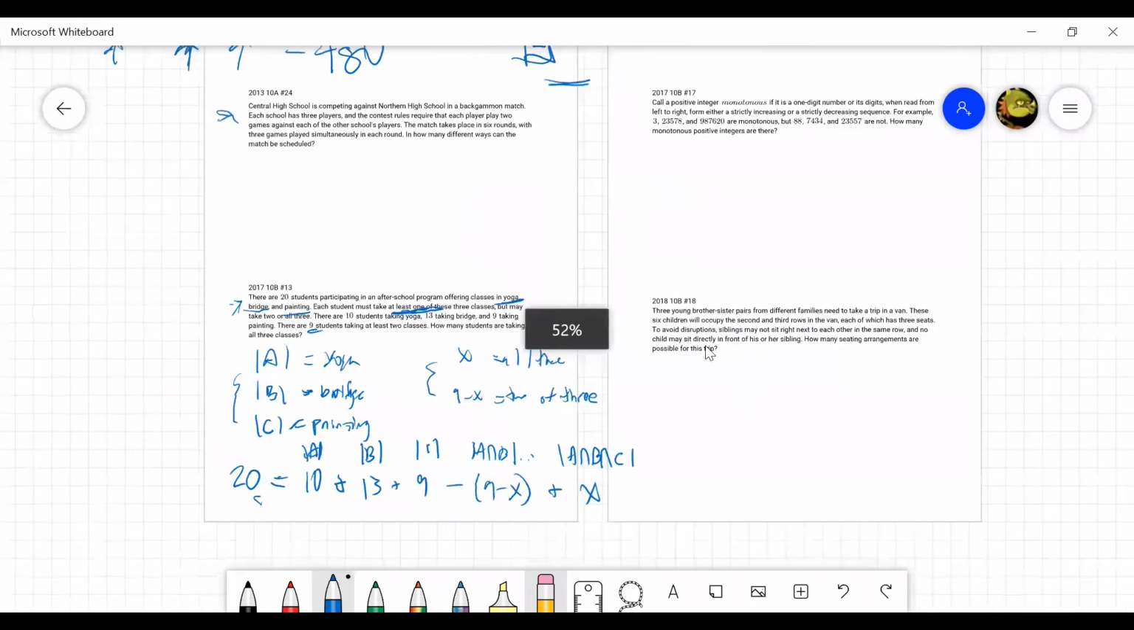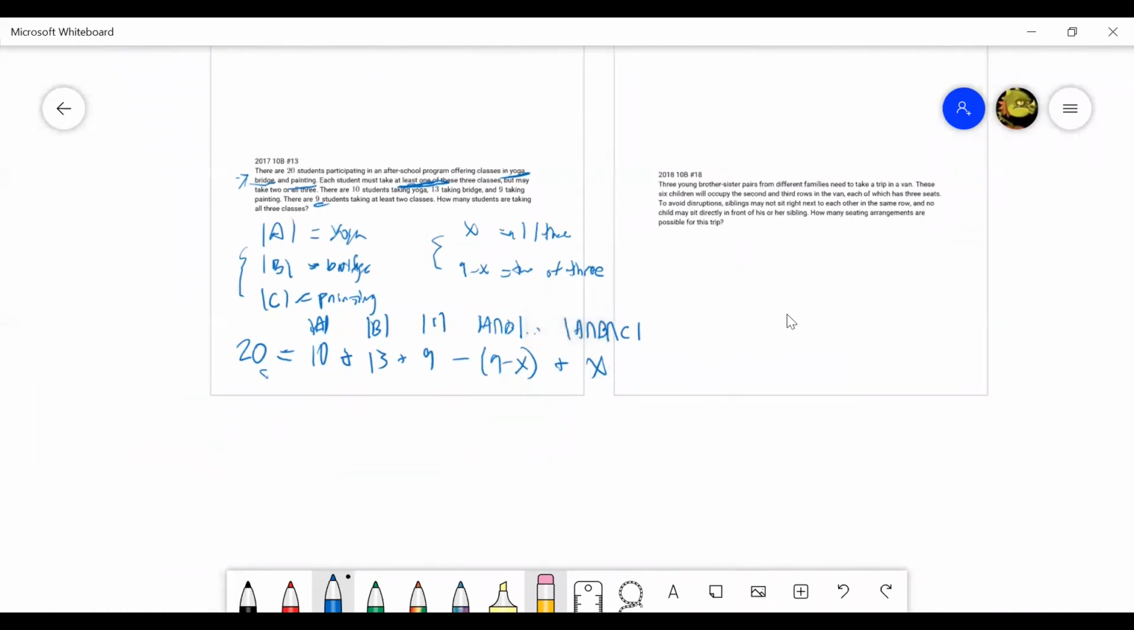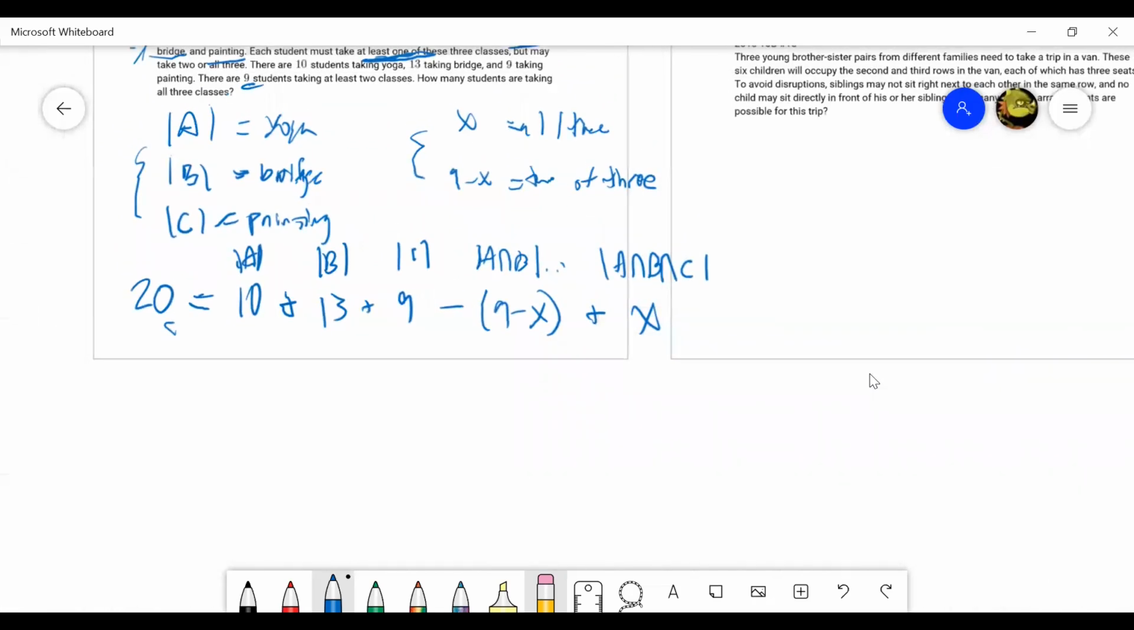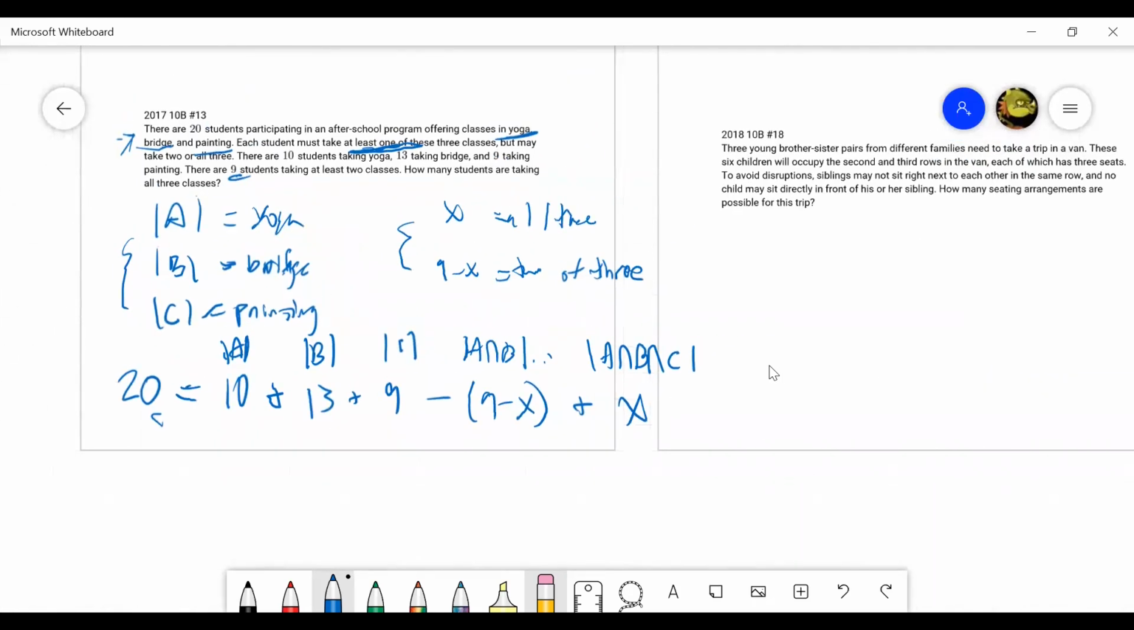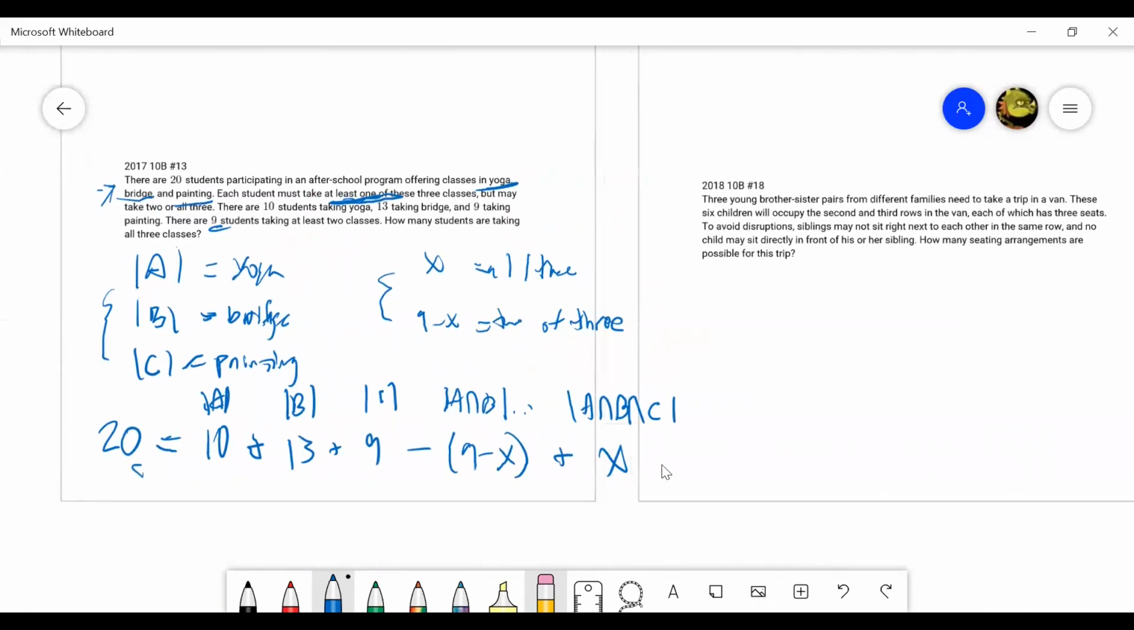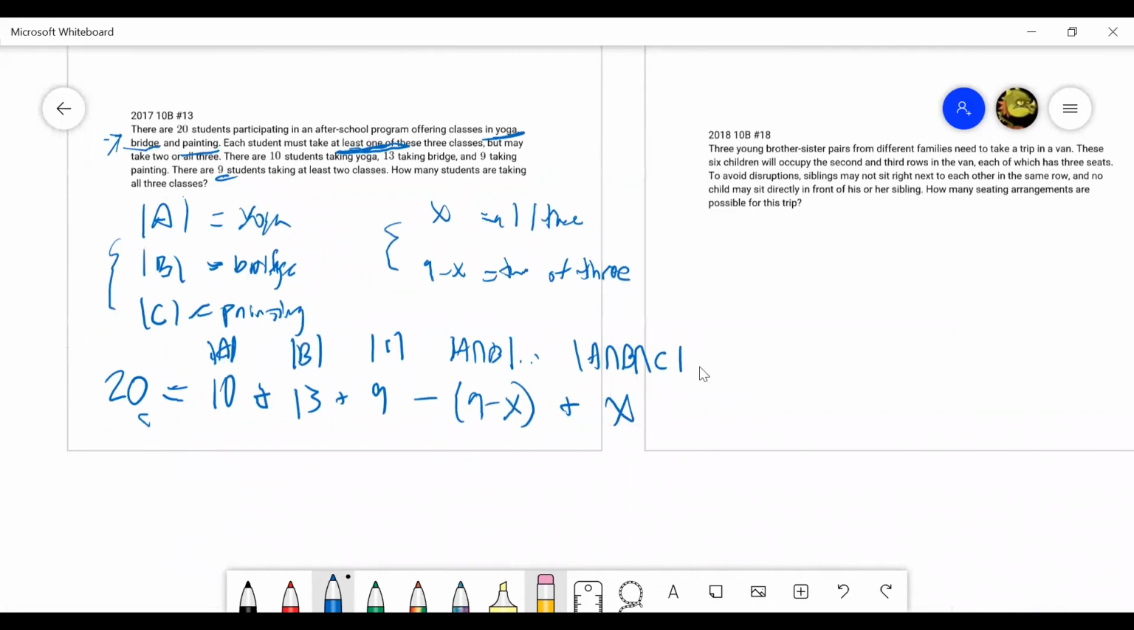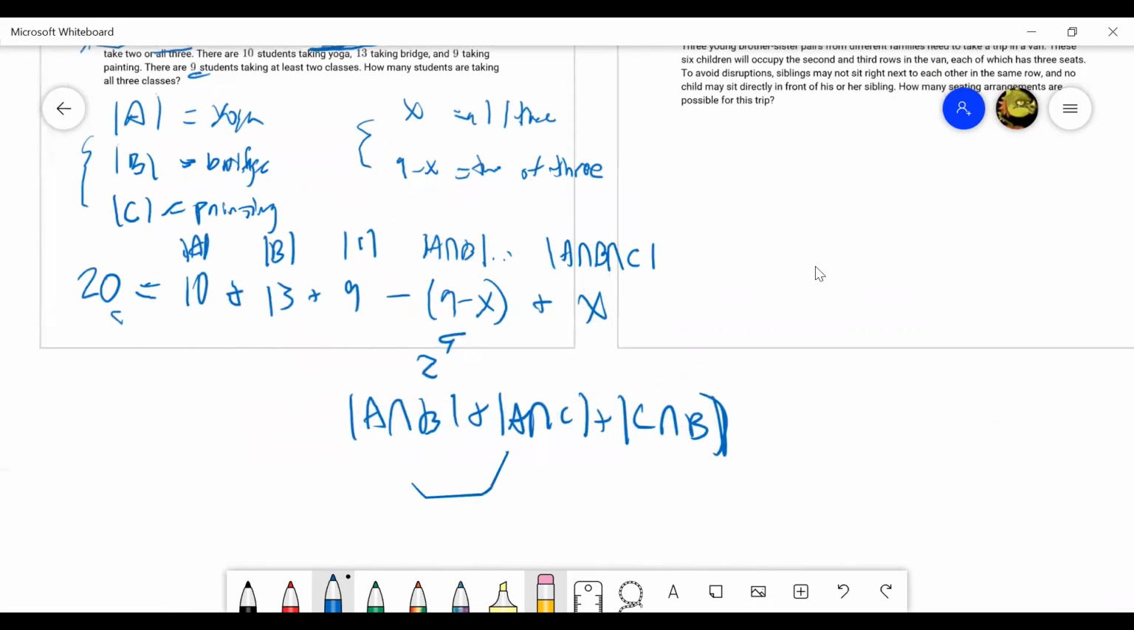Oh wait, I see. Okay. The reason why this was wrong was because, well, I made a mistake, obviously. But what I forgot was that the sum of the intersections of the two classes has this negative term. So this had to multiply this 9 minus x by 2. This is because each person taking one of the classes is counted twice here, because each person is counted in the intersection of A and B.